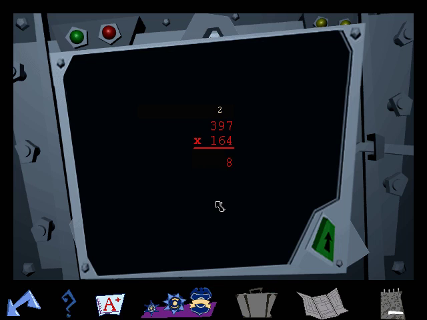9 times 4, 36, 38, 3 times 4 equals 12, yeah, okay, then 7 times 6 equals 36, 42, 9 times 6 equals 54 plus 4, 58. 3 times 6 equals 18 plus 5 equals 23. Okay. Then 7 times 4. Wait. Oh, I can just. 7, 9, 3. 8. 10. 21. No, wait. 21.